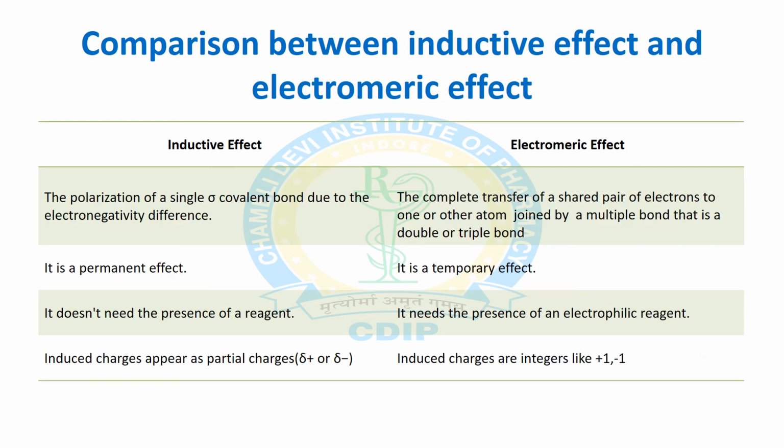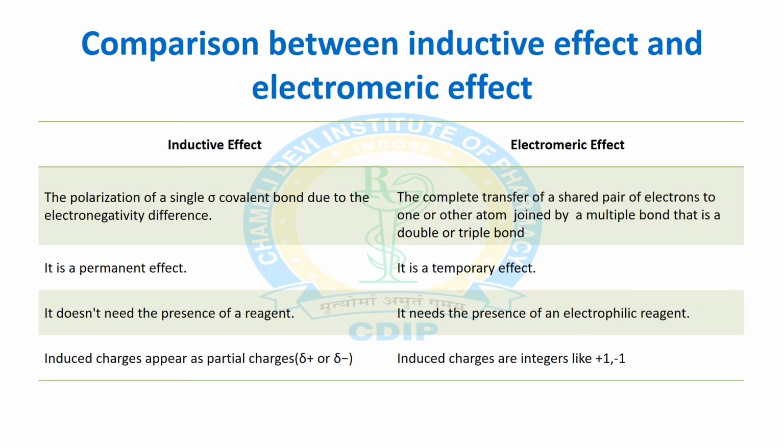Now, after studying the inductive effect and the electromeric effect, though both effects are almost the same, let us see the difference between them. The inductive effect is a permanent effect, while the electromeric effect is a temporary effect. The inductive effect is the polarization of a single sigma covalent bond due to electronegativity difference, while the electromeric effect is the complete transfer of a shared pair of electrons to one or the other atom joined by a multiple bond, that is a double or triple bond.